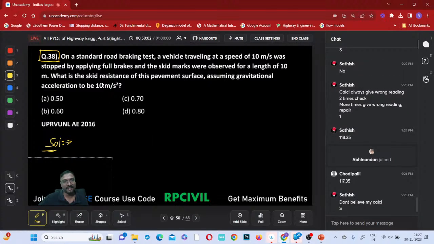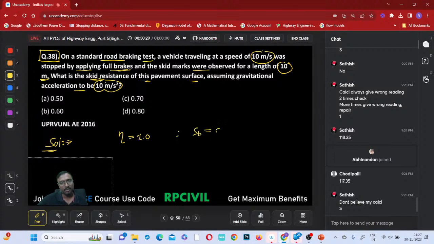Right, nobody answered correctly. On a standard road braking test, a vehicle traveling at a speed of 10 meters per second was stopped by applying full brakes. Full brakes means braking efficiency will be equal to which one? 100%, na? And skid marks are observed for a length of 10 meters. Then if the skid resistance of this pavement surface, assuming the gravitational acceleration is 10 meters per second square, right? So what can you say? That is S equal to which one?